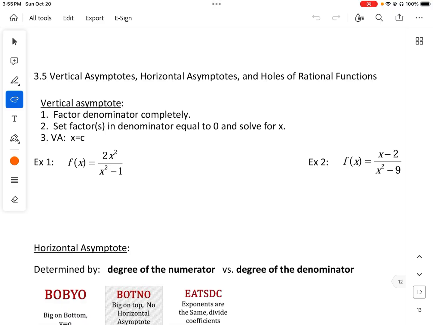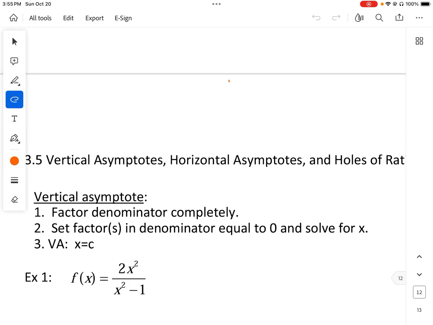Let's look at our vertical asymptotes, horizontal asymptotes, and holes. So to find your vertical asymptote, you're going to factor the denominator, because that is where your hole will be found, in the denominator. And then set any factors in the denominator equal to 0 and solve for x. So a vertical asymptote is going to be like, let's say you have something like this.